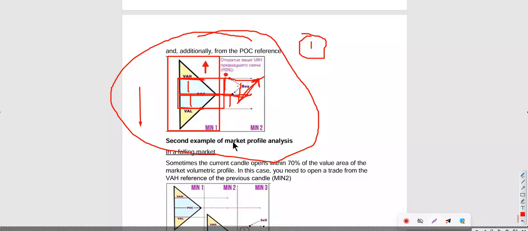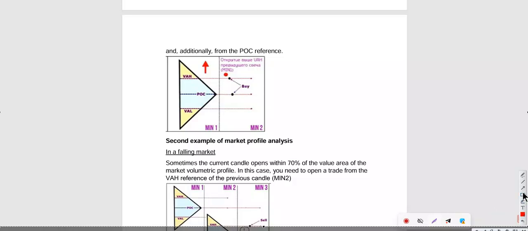Clear? The second case is if the candle opens not in between, but above the value area high. Suppose at that point the candle opens, then let it come into this area, then it should go back. It is not sure that it will go back, it should go back. Okay.